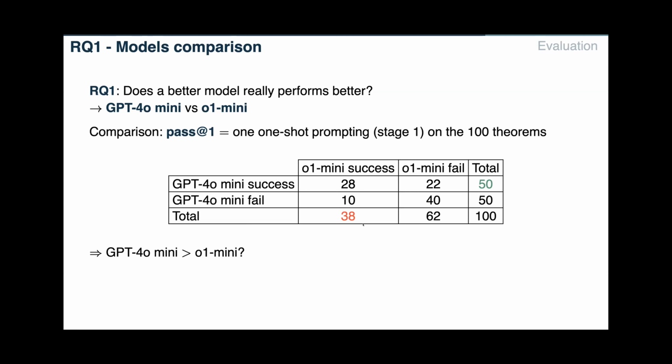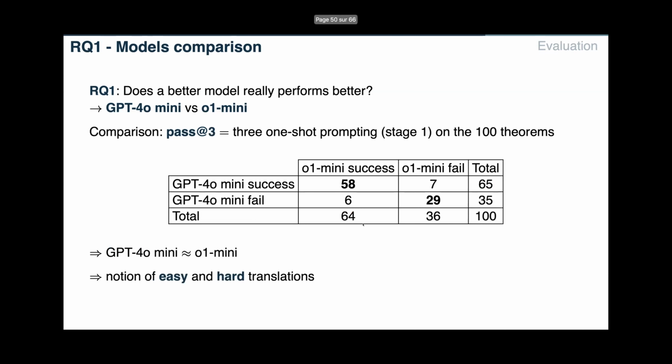As we can see at first, it appears that GPT-4o Mini is quite a bit better than O1 Mini. So we increased the number of attempts, and we did a pass at 3, where we accumulate the results of 3 steps of stage 1. And at this point, the performances of the models seem quite comparable.